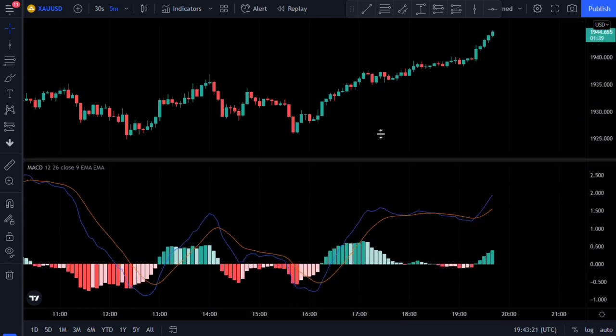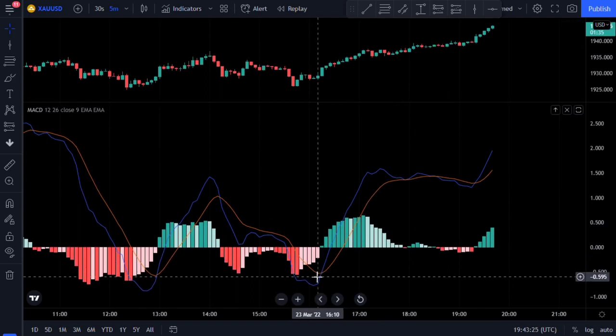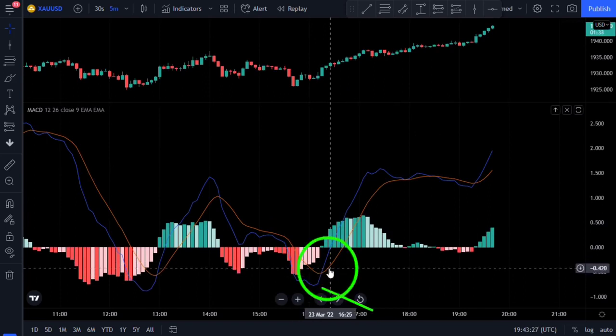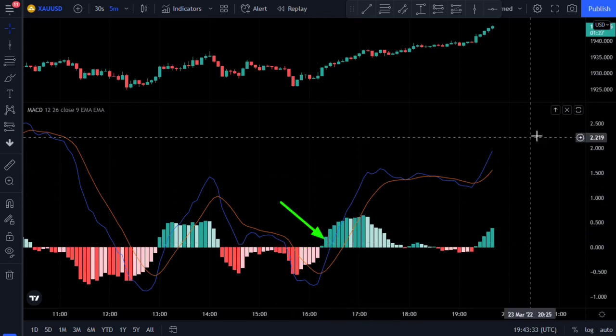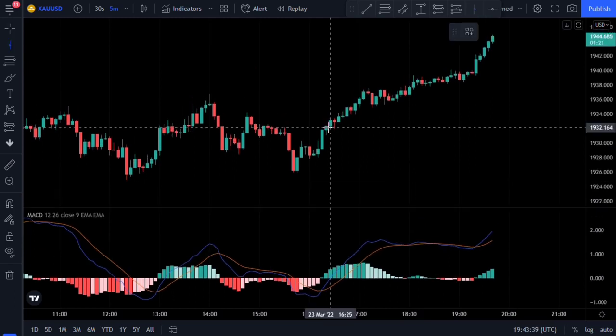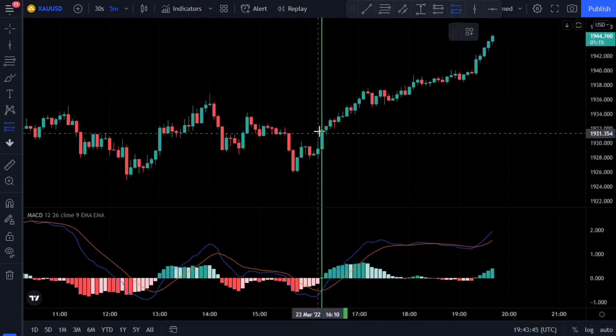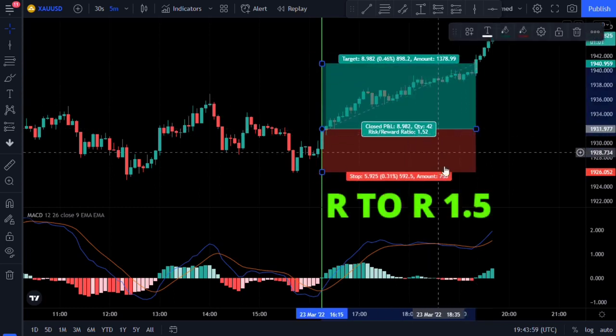How to get a signal from MACD is very easy. 2 conditions must be met. The first condition is that the blue line should cross the orange line upwards. And at the same time the MACD histogram bars turn green. Then a buy signal is issued. Here I take the buy position. In this strategy, I consider the risk to reward as 1.5.